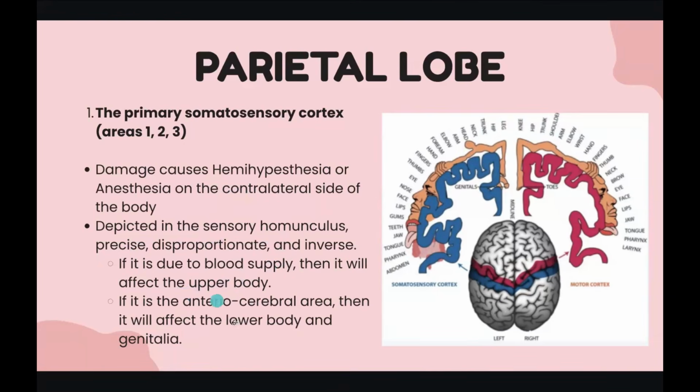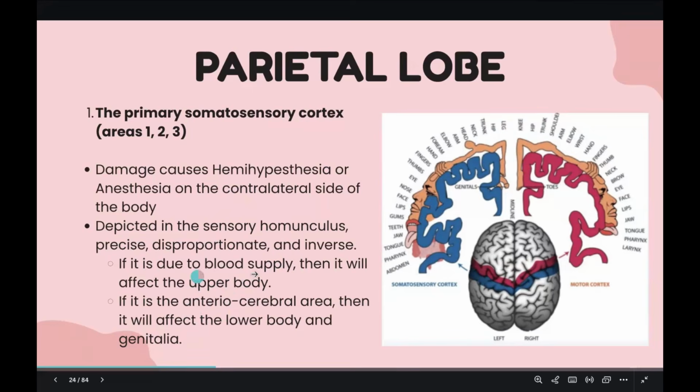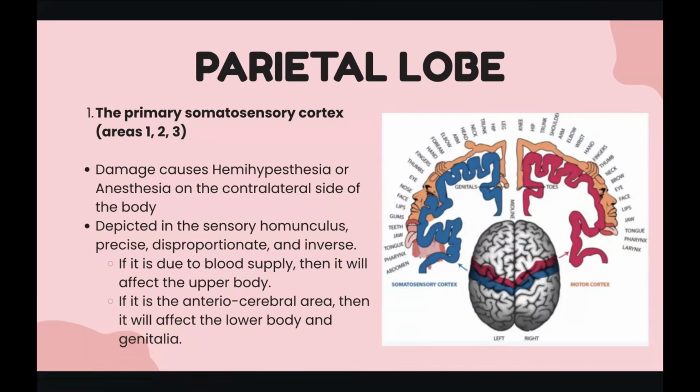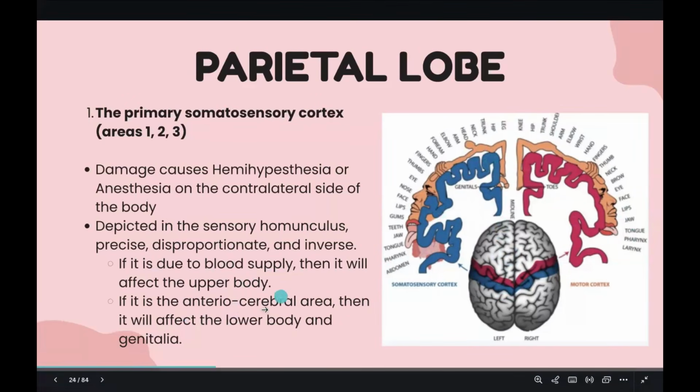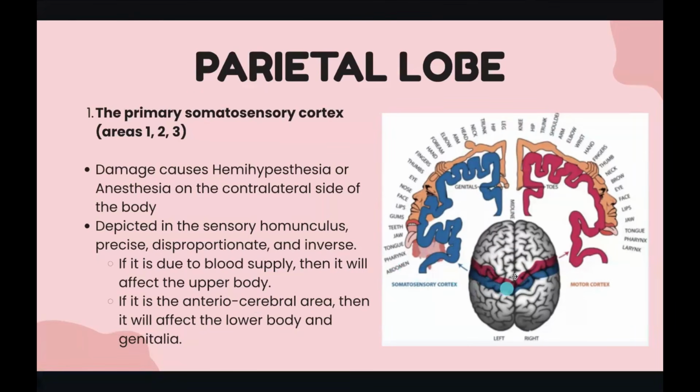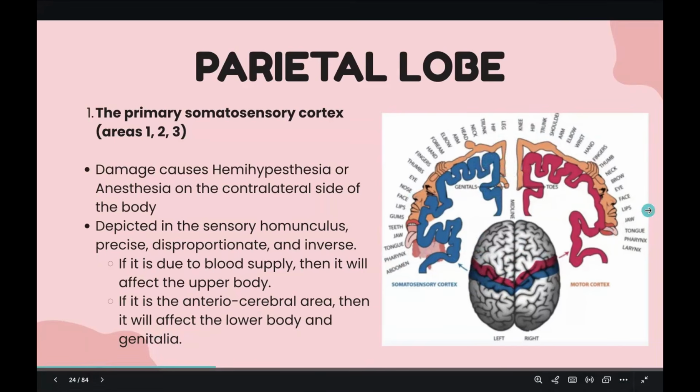So again, if any blood supply problem like bleeding or occlusion happens, it will affect, and medially it will affect the upper body. This is what I'm trying to say here. I don't think it's worded appropriately, but yeah. Laterally it will affect the upper body, as we said here. I mean laterally, sorry. And if anything were to happen medially, it will affect the lower body and genitalia. All right.